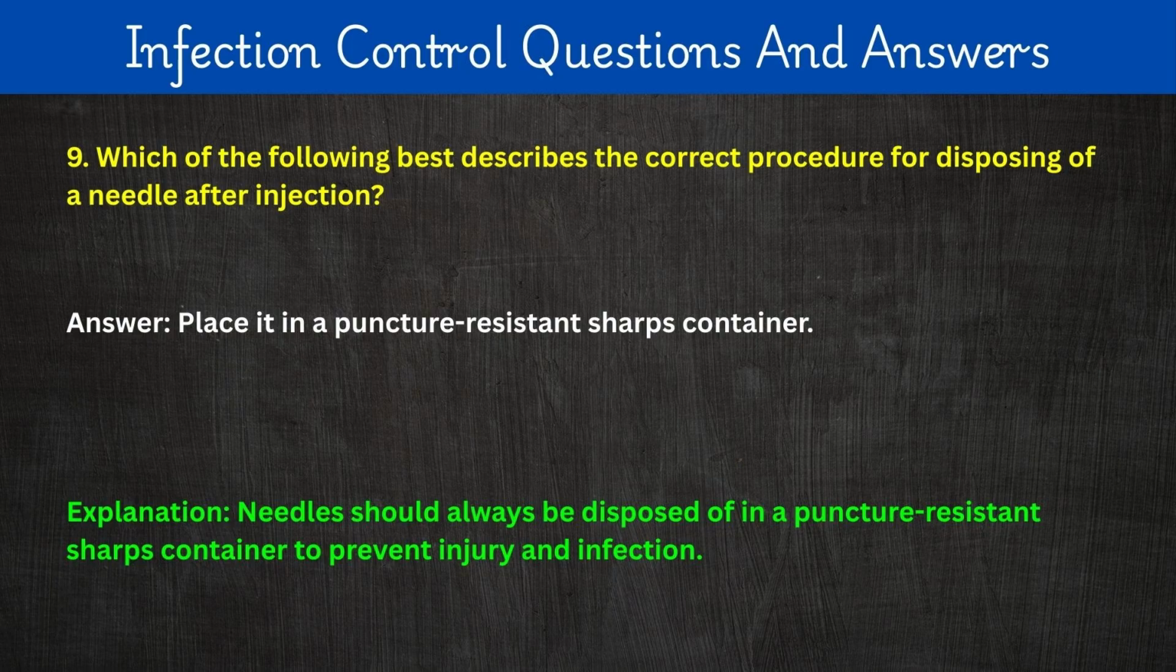9. Which of the following best describes the correct procedure for disposing of a needle after injection? Answer: place it in a puncture-resistant sharps container. Explanation: needles should always be disposed of in a puncture-resistant sharps container to prevent injury and infection.